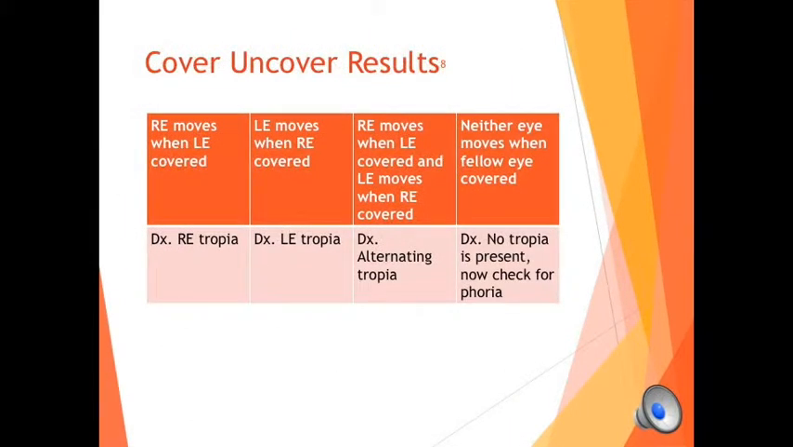Uncover results. If the right eye moves when the left eye is covered, the diagnosis is right eye tropia. If the left eye moves when the right eye is covered, the diagnosis is left eye tropia. If the right eye moves when the left eye is covered, and the left eye moves when the right eye is covered, the diagnosis is alternating tropia. If neither eye moves when the fellow eye is covered, the diagnosis is no tropia is present.